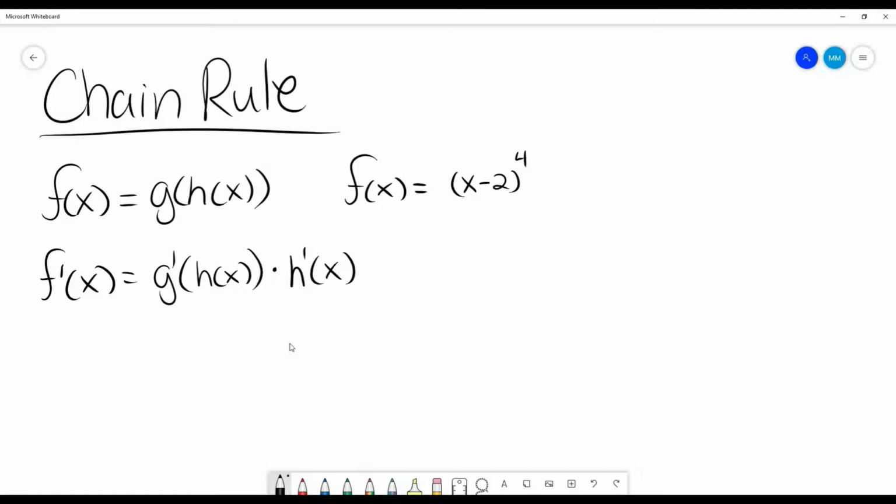Sorry, this one's trickier to explain. I'm going to call this whole thing u, and I'm going to say that equals some term v to the 4th, with v being this inside bit. Now I know that the derivative of u, which I'll write as u prime, is going to be whatever the derivative of this is. So it's going to be 4 times v to the 3rd because of our power rule.